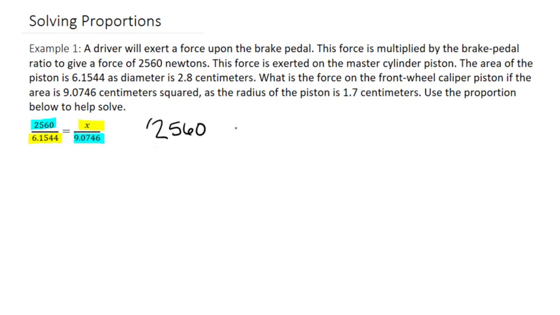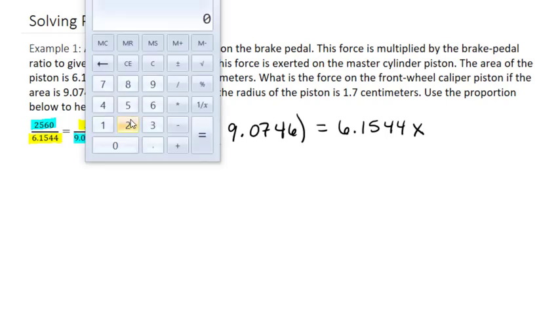2,560 times 9.0746, which is equal to 6.1544x, as those are multiplied together. So let's go ahead and multiply out the left-hand side. So we get 23,230.976.